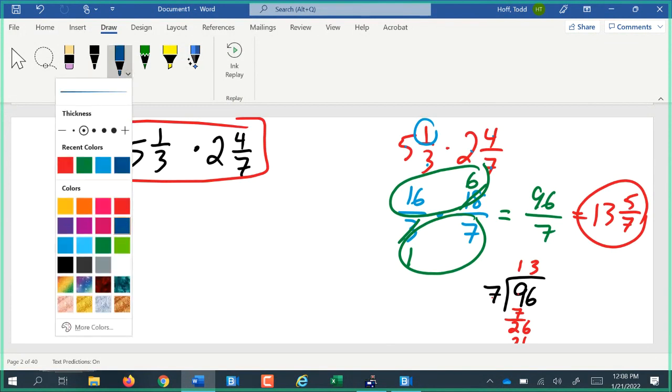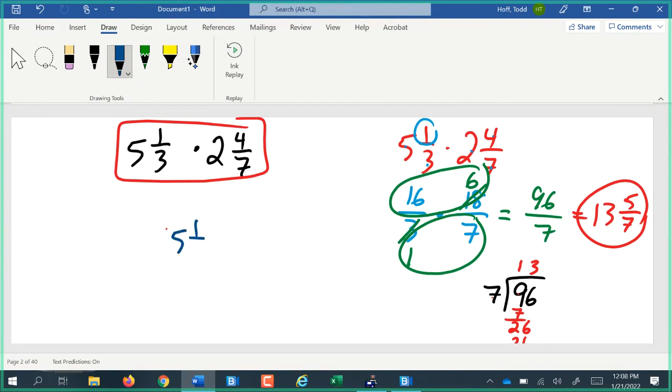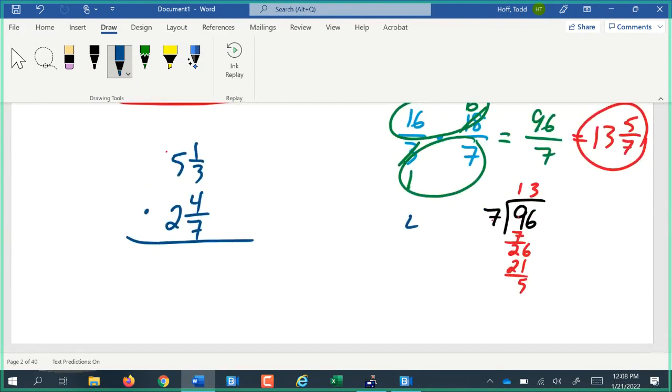So if I have 5 1/3 times 2 4/7. When we're multiplying whole numbers, if I have something like 43 times 28, the 8 here has to multiply the 3, but it also has to multiply the 4. Well, the same type of thing happens here with the mixed numbers. The 4/7 multiplies the 1/3, but it's also going to have to multiply the 5. So we'll start out with 4/7 times 1/3. 4 times 1 is 4. 7 times 3 is 21. So it's 4 over 21.